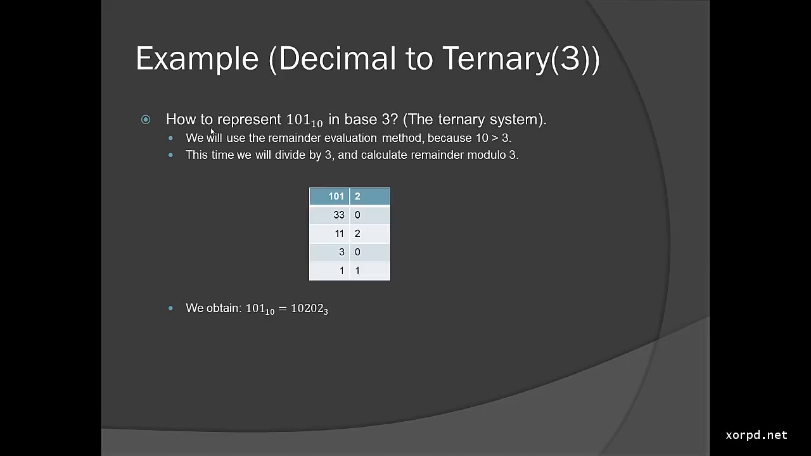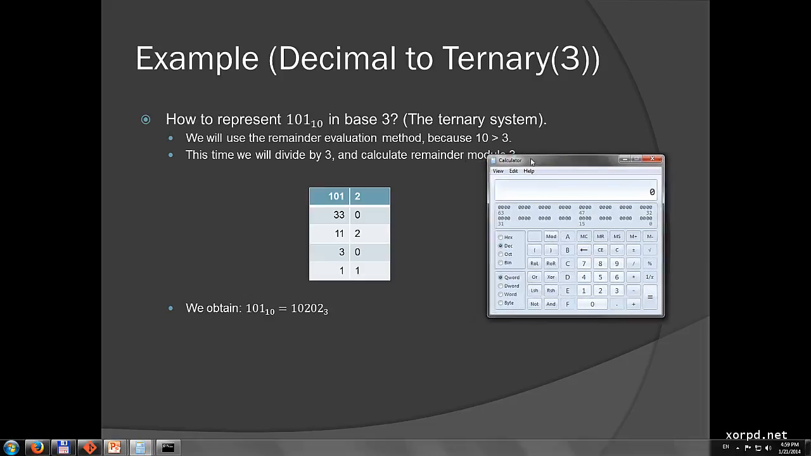If you are very tough, you could do this in your head. So we are going to divide 101 by 3, and the result is going to be 33, and the remainder is 2. And you might be asking yourself, okay, but how could I know this? So let's open a calculator.